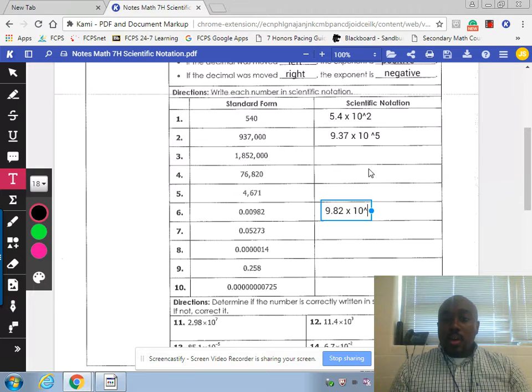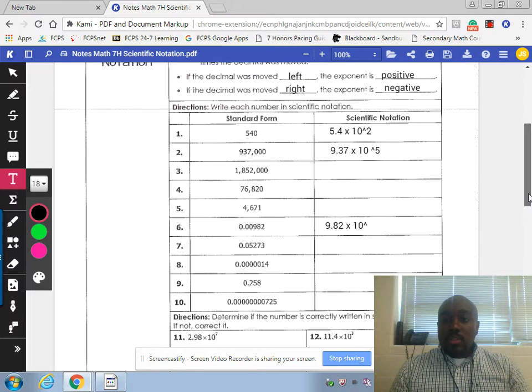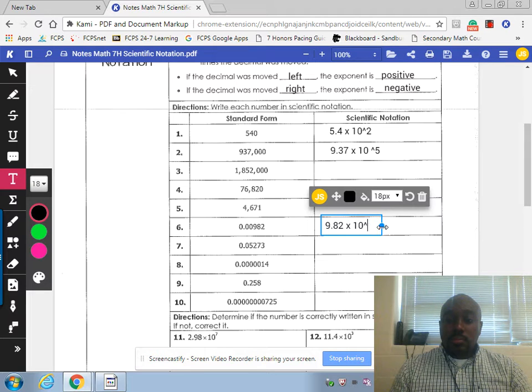Now notice, up here we moved our decimal to the left. And when we move our decimal to the left, we have a positive exponent. But now we moved our decimal to the right. And so now we're going to have a negative exponent. So we moved it 1, 2, 3 spaces. So this is going to be 10 to the negative third power.